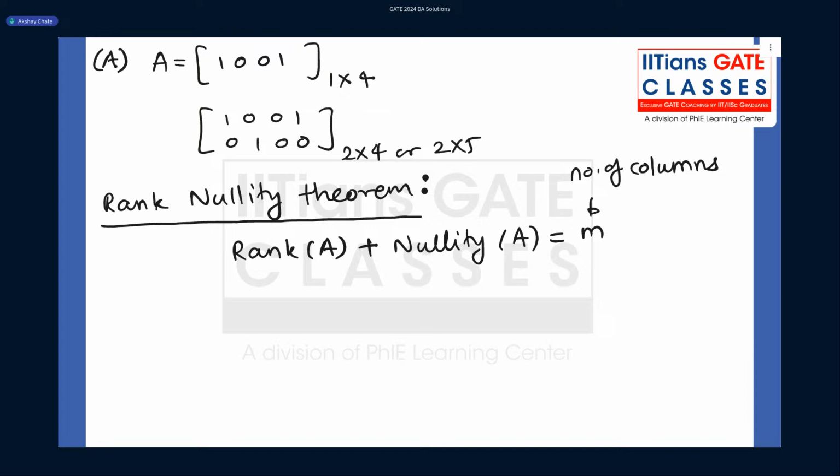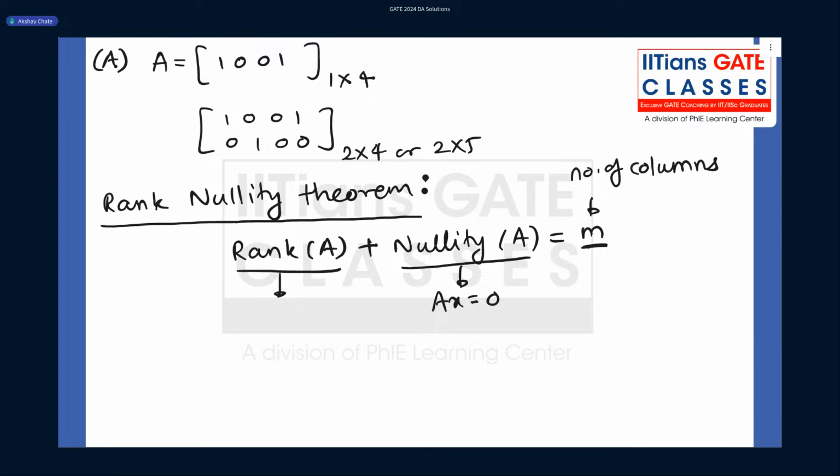It is out of the scope of this discussion. So rank of A plus nullity of A, and nullity of A essentially represents the x values where Ax equals 0. That's why we are dealing with nullity here. And m is the number of columns. Here m is greater than n, right? So that is one thing. Now the question that you need to ask yourself is, what can be the rank of matrix A?